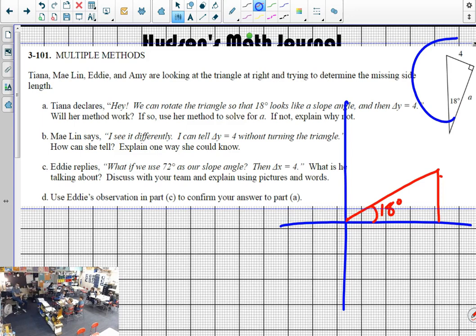Maylin says, I see it differently. I can tell that the delta y is 4 without turning the triangle. Which I argue that really you did turn the triangle. You maybe didn't physically do it. Eddie says, well, I know based off triangle angle sum we have a 72-degree angle here. What if I use that as my slope angle? Right, so he's using 72 down here. Then his delta x is 4. Okay, Eddie. What do you think? What would work? What's most efficient? How would you solve it?